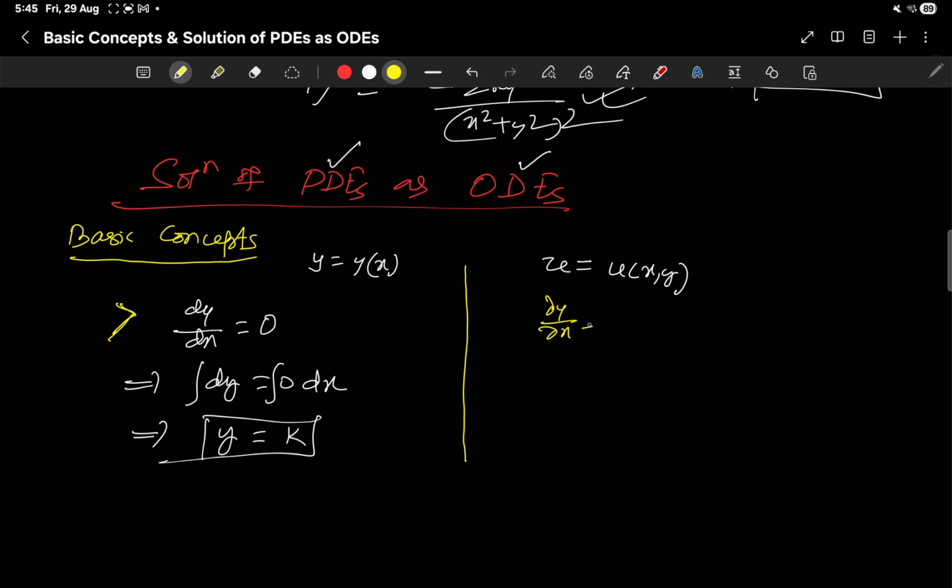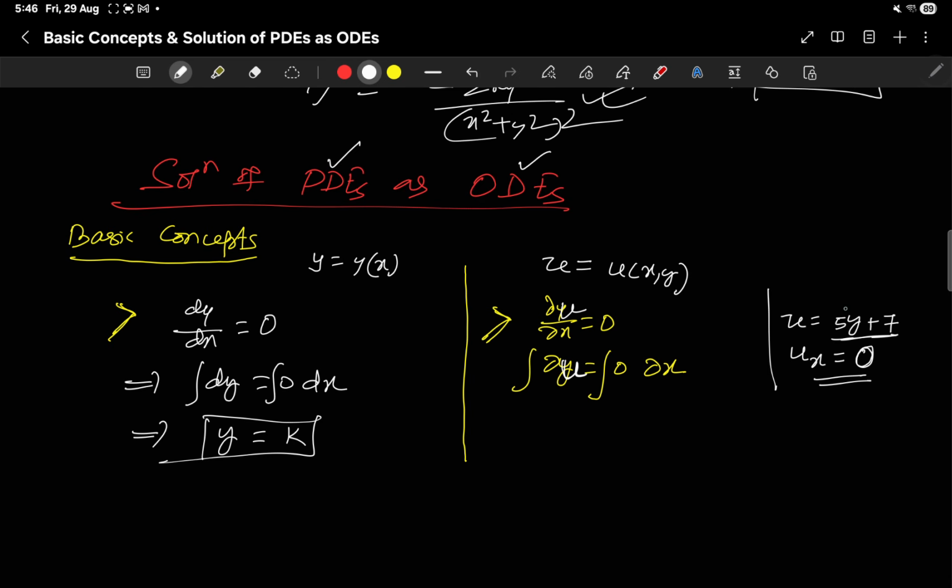Now if you are given del y by del x is equal to 0, what does it mean? Here del y is equal to 0 del x. So if you integrate both sides, what will happen? Suppose u is equal to 5y plus 7. So what is my uy? ux is 0, because y is constant with respect to x. So this 5y plus 7 is nothing but a function of y.